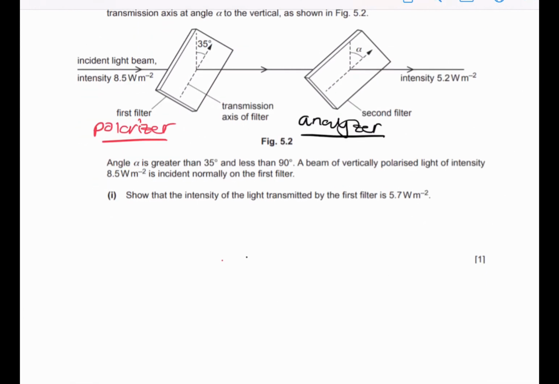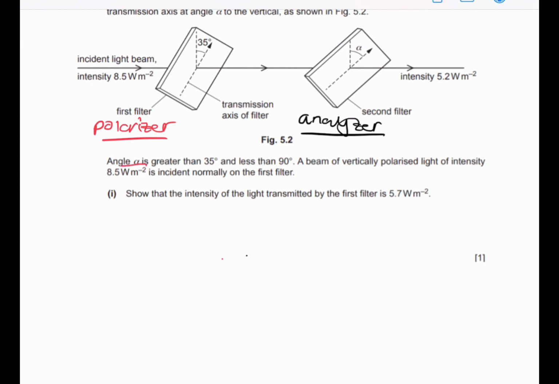We've been told that angle alpha is greater than 35 and not less than 90 degrees. A beam of vertically polarized light has intensity of 8.5 watts per meter squared and is incident on the first filter, and we've been asked to show that the intensity of light transmitted by the first filter is 5.7.